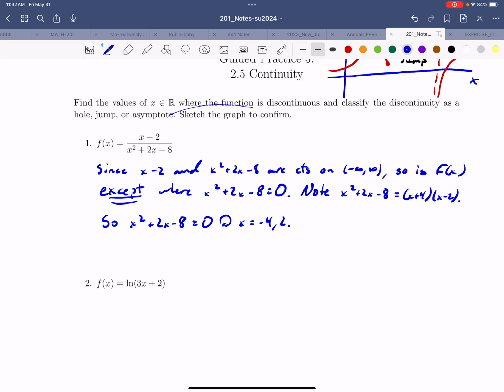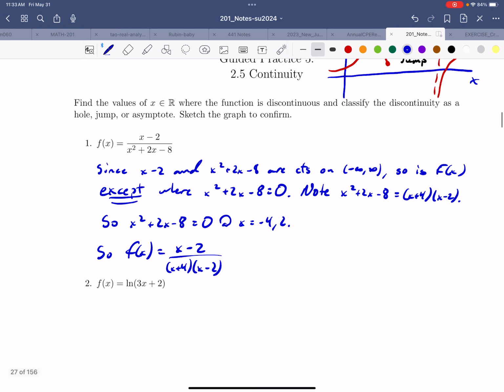So note that they do want us to sketch the graph, right? We're gonna find where it's discontinuous. I think we just did that. But then we want to sketch the graph, and maybe that'll help us classify the discontinuities, right? So let's just point out that f of x equals x minus 2 all over x plus 4 times x minus 2.